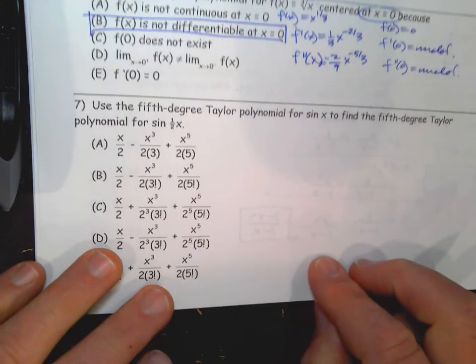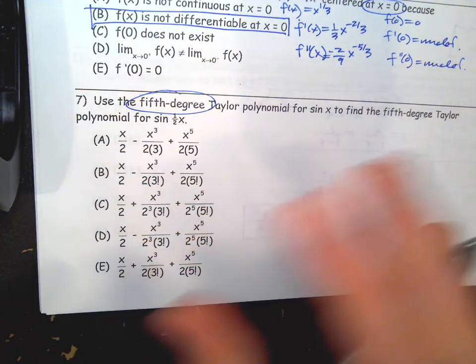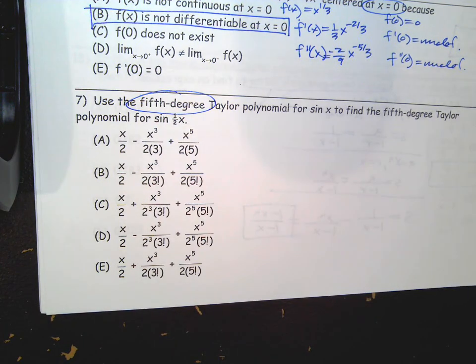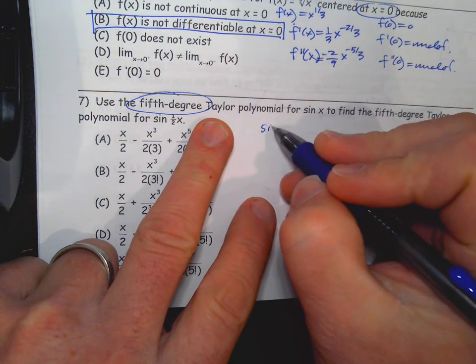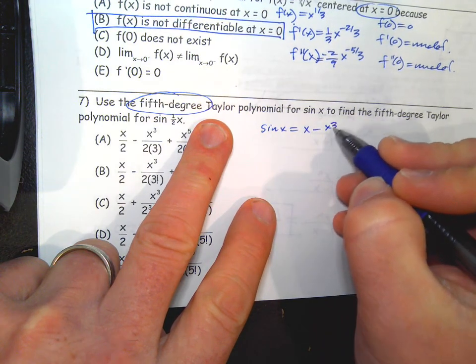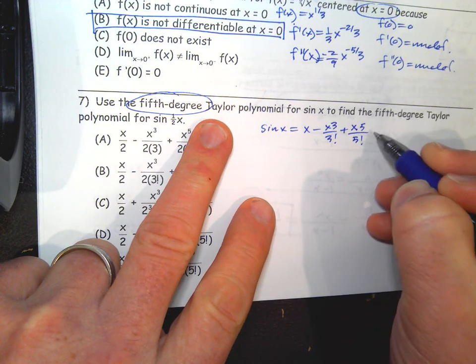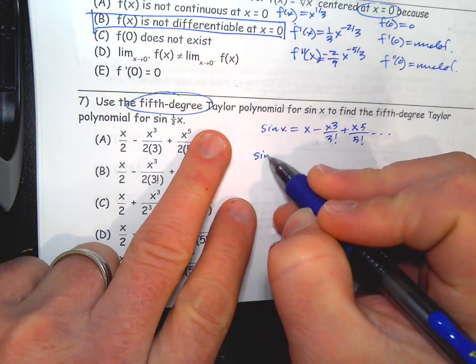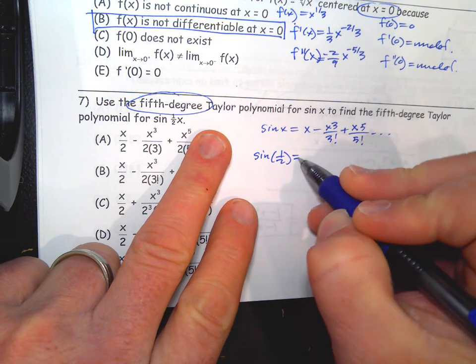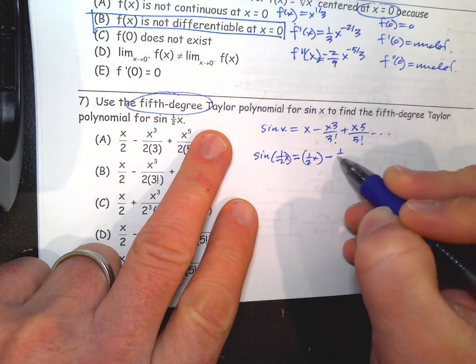Okay, number 7, use the 5th degree. Okay, that's different than 5 terms. 5th degree is the highest power. Taylor polynomial to find sine of 1/2 x. So essentially, this is like those Maclaurin series that we've memorized: x minus x cubed over 3 factorial plus x to the 5th over 5 factorial, right? That's that one. And so for sine of 1/2 x, we could just plug 1/2 x in every time we see one of these x's.